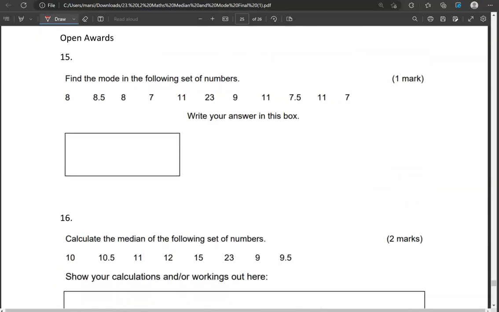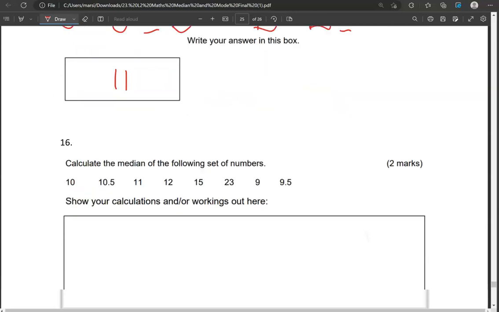Find the mode in the following set of numbers. 8, we've got 1, 2 of them. 8.5, only 1. 7, we have 2. 11, we have 1, 2, 3 of them. So 11 is the mode.